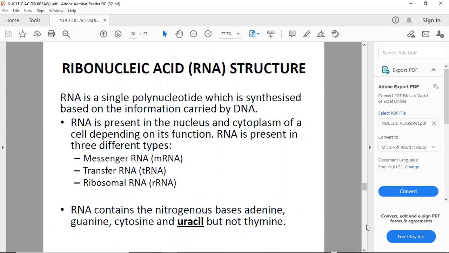So when you look at RNA, which is a ribonucleic acid, it is synthesized based on the information that is carried by DNA. There are basically 3 types of RNA. We have messenger RNA, transfer RNA, and ribosomal RNA.